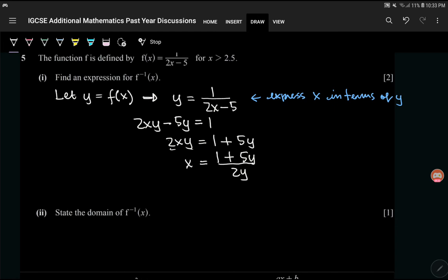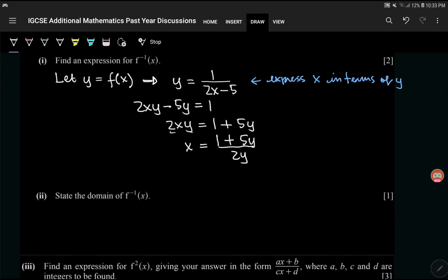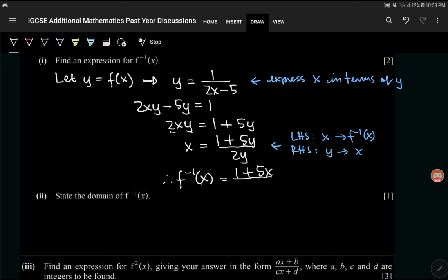Is this our final answer? No. Don't leave your answer like this. This is not our final answer yet. When we manage to express x in terms of y, what we need to do is, for the left hand side, change x into inverse f of x, and for the right hand side, change y into x. So our final answer is inverse of f(x) equals 1 plus 5x over 2x. This is our answer for the first part.